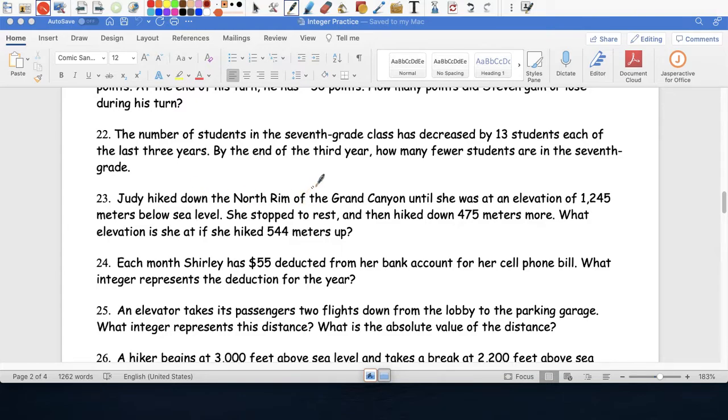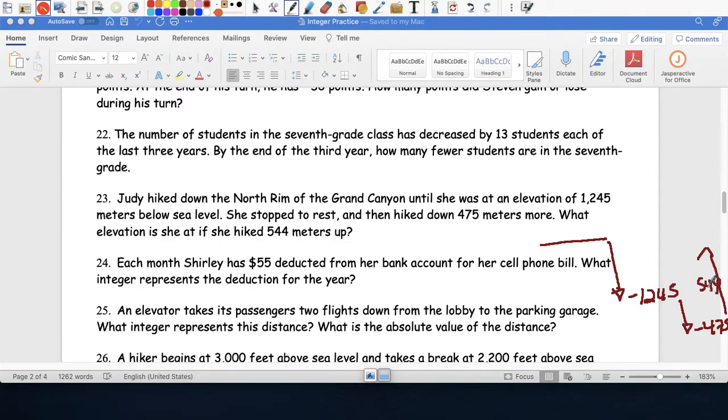23, Judy hiked down the north rim of the Grand Canyon until she was at an elevation of 1,245 below sea level. So she hikes down. Let me just make a straight line. She hikes down. She's at negative 1,245. She takes a rest. She hikes down 475 more, so minus 475. And then she goes up from there.